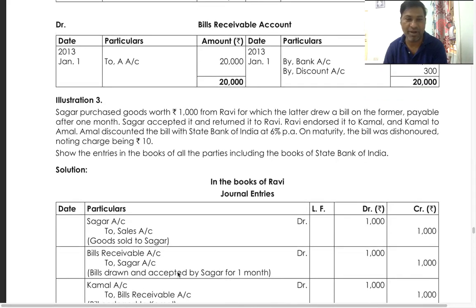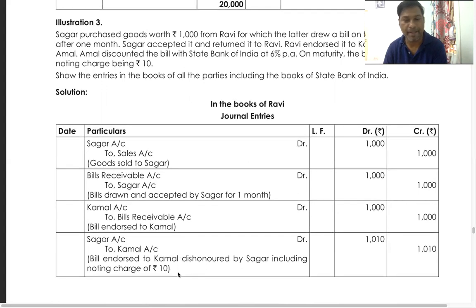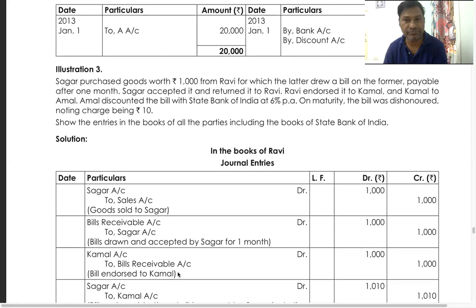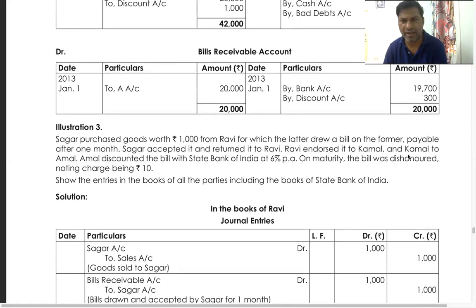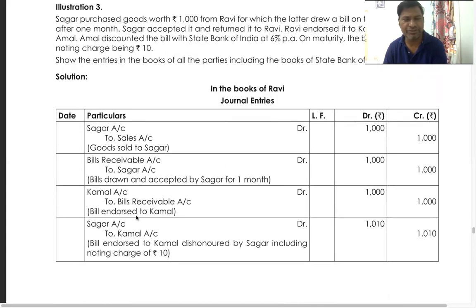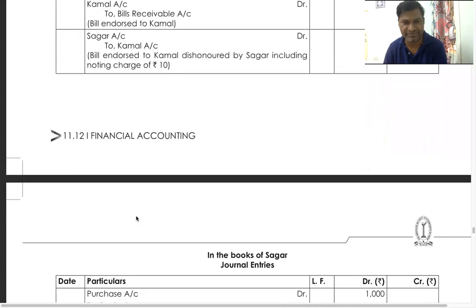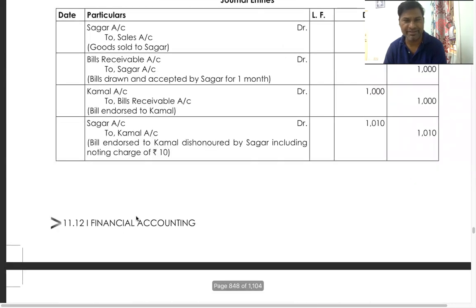Then what happened? And Kamal to Amal. The bill that is endorsed to Kamal is dishonored by Sagar.